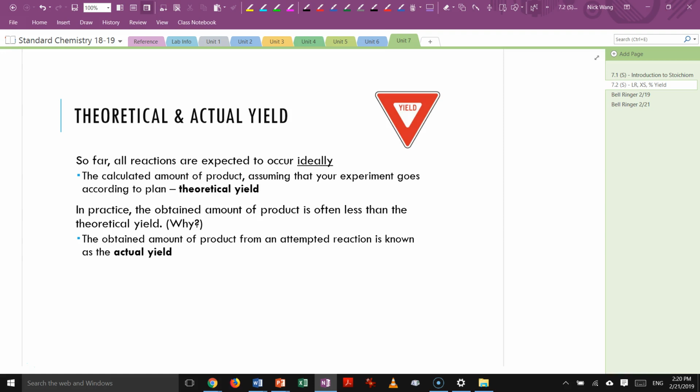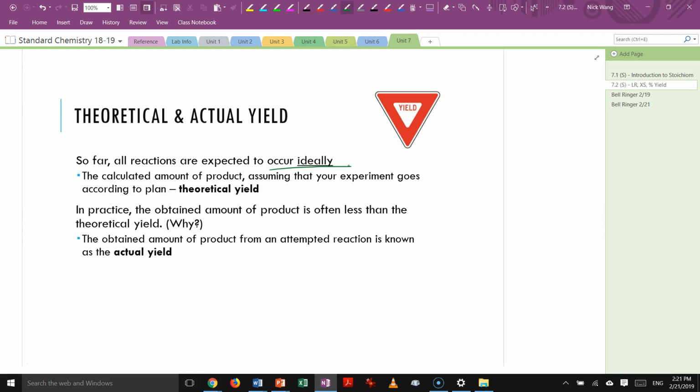We assume that every calculation we've done up to this point involves production of a product where everything goes according to plan, right? So you generally can expect that when we take two reactants, mix them up, whatever amount of product comes out in the end, we expect it to occur ideally, to where all the product that's supposed to be made will be made. That's assuming that all the laws of physics go your way and everything is nice and peachy.